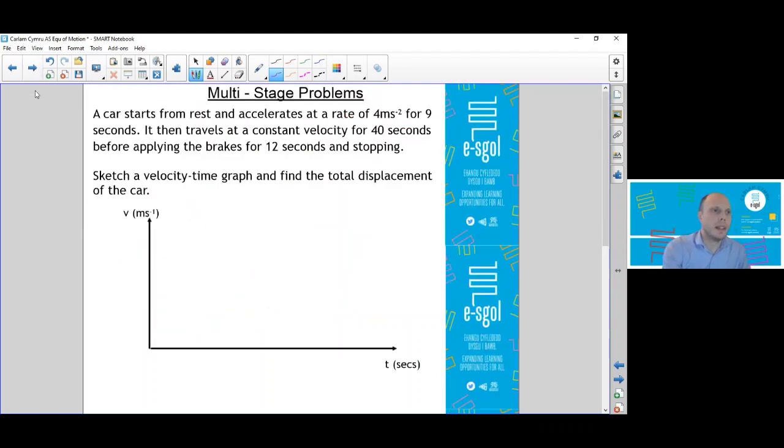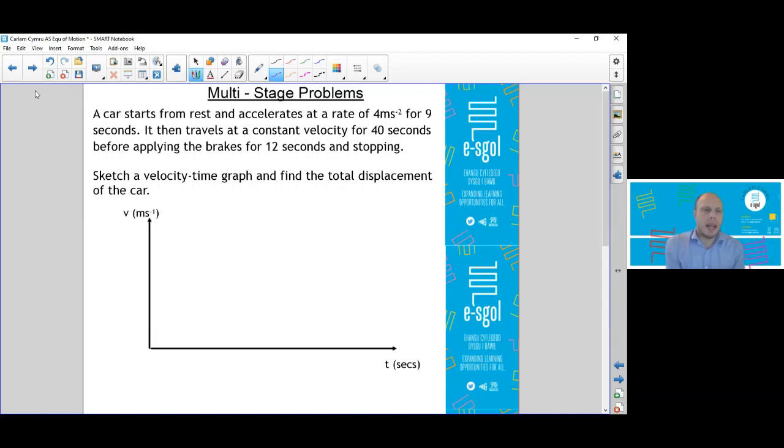So now we move on to multi-stage problems where things speed up and slow down, or they travel at a constant velocity and slow down, all sorts of things. And for those, we really do need to start drawing velocity time graphs. Velocity at the side, standard units meters per second, and time along the bottom, standard units would be seconds.